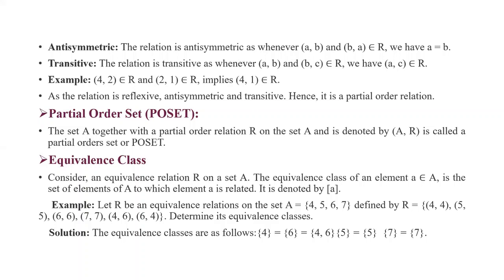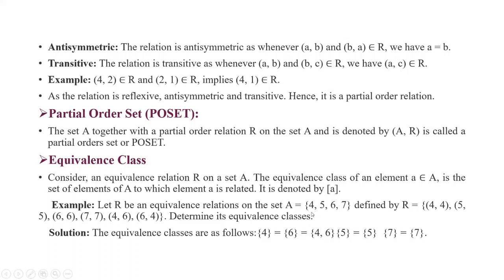Next is equivalence class. What is this equivalence class? Consider an equivalence relation R on set A. The equivalence class of an element a belonging to A is the set of elements of A to which the element a is related, and this equivalence class is denoted by a square bracket, so it is [a]. If you have to find out the equivalence class of element a, then you have to write down that element in a square bracket.